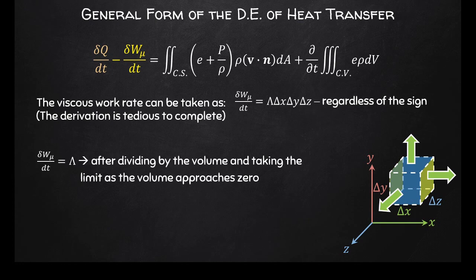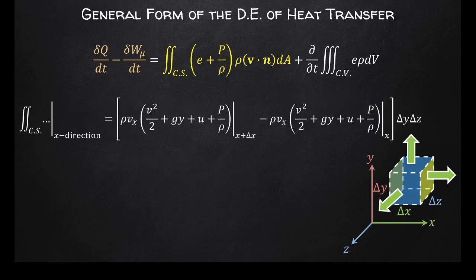After dividing the volume away and taking the limit as it approaches zero, we obtain the expression for viscous work. Realize that we would most often substitute this term with a numerical value, just like any other term. But generally, the effect of viscous forces on our fluid is small, and not much heat dissipates in this route.